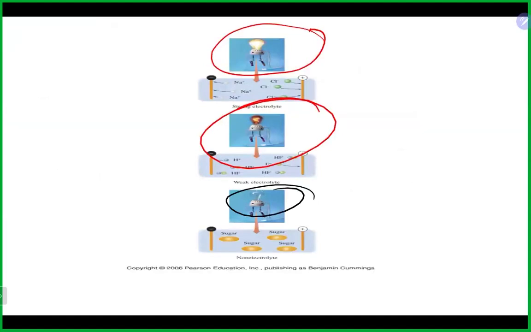So a strong electrolyte, how do you recognize it? Well, you have a one-way arrow, you have some type of ionic compound on one side and ions on the other side. Strong.